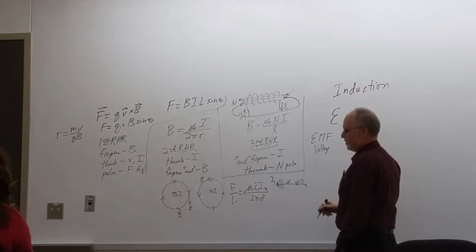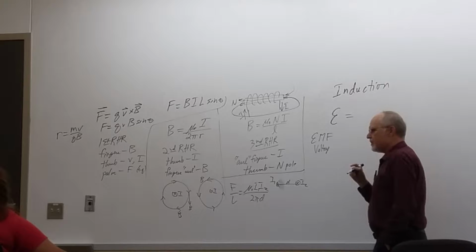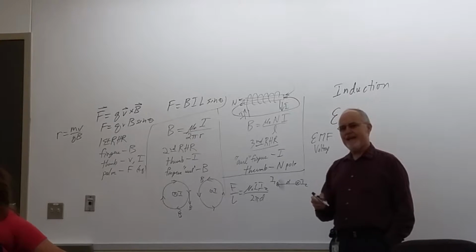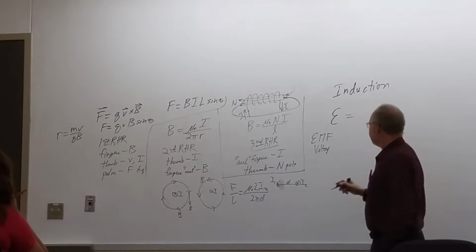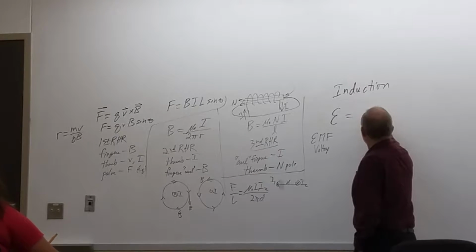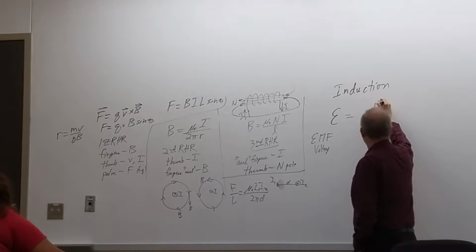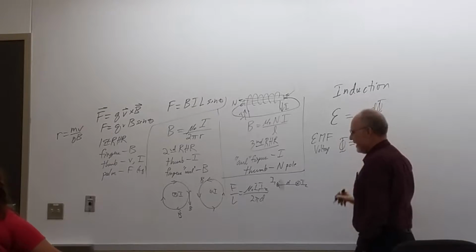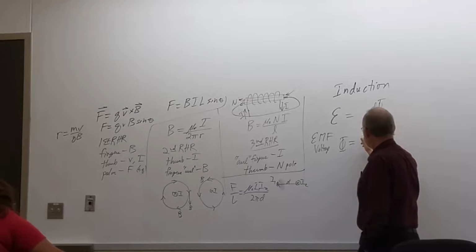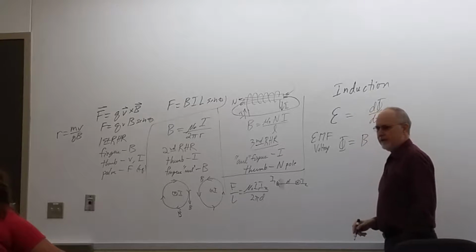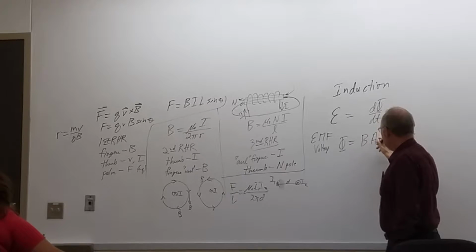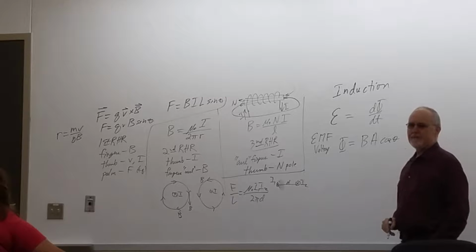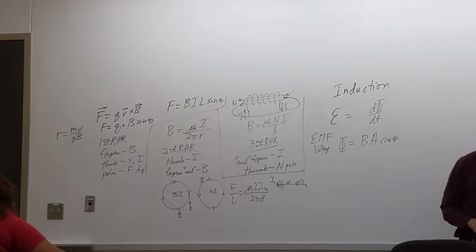That induced voltage is proportional to the change in the magnetic flux. So they'll write it as dΦ/dt, where the Φ, magnetic flux, is the magnetic field strength times the area and times the cosine of the angle between the B and the A.